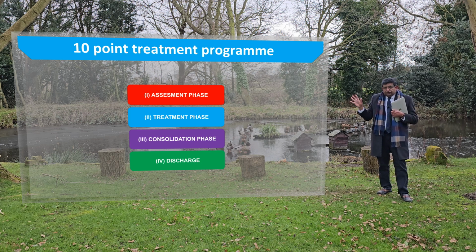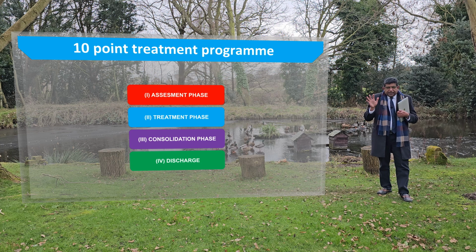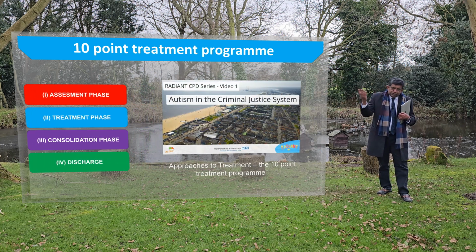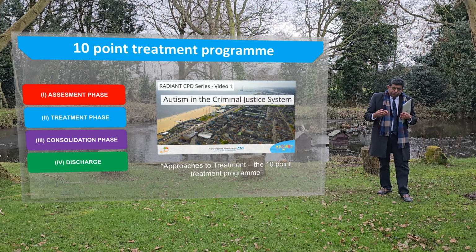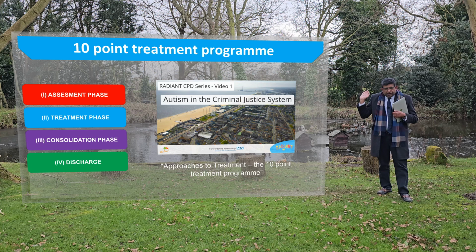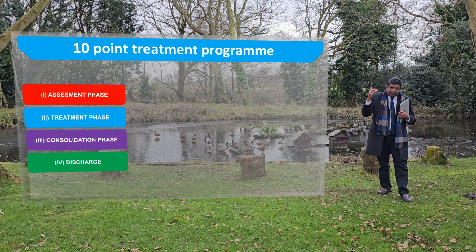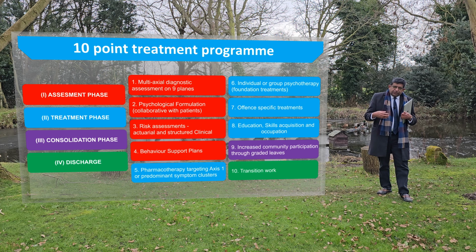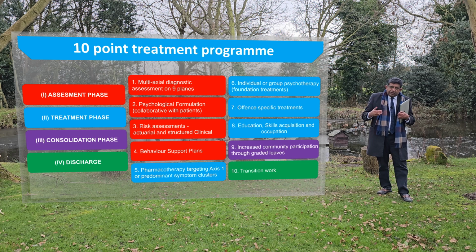So if these are the 4 stages, what are the 10 points? And I would invite you to go back and view our autism training program where we deal with it in much greater detail. So behind me, the slide shows the 10 stages, the 10 points of the treatment plan, starting with diagnostic clarification, psychological formulation, a risk assessment and management plan, a behavior support plan, usually following positive behavior principles.